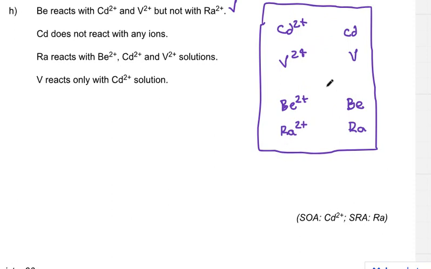So now that we have this all organized, SOA is the top left corner, the cadmium ion, and SRA is the bottom right corner, radium metal.